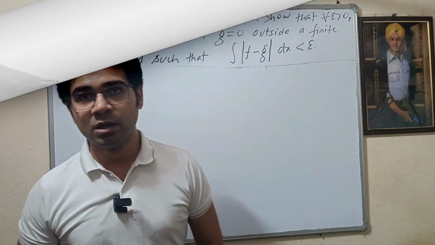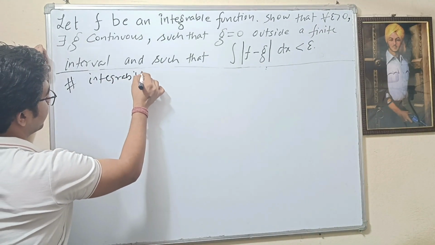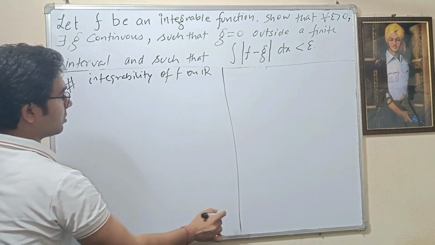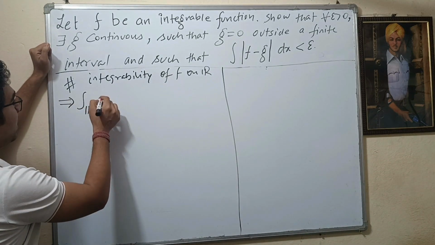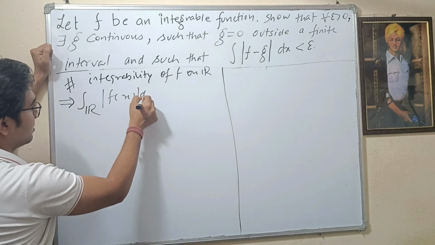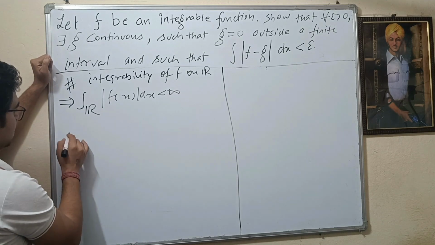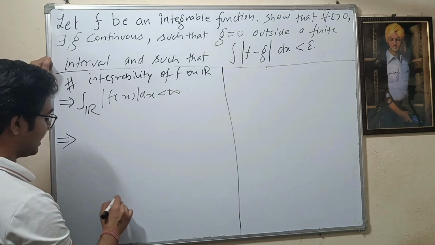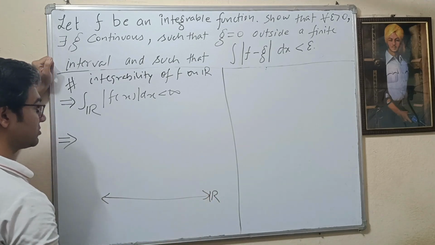In the hypothesis, we only have integrability of f on R. What does it mean? It means that the integral over R of mod of f(x) dx is finite. Suppose you have this real line.